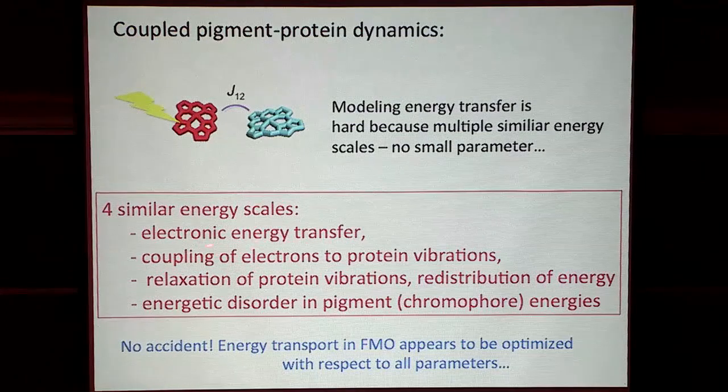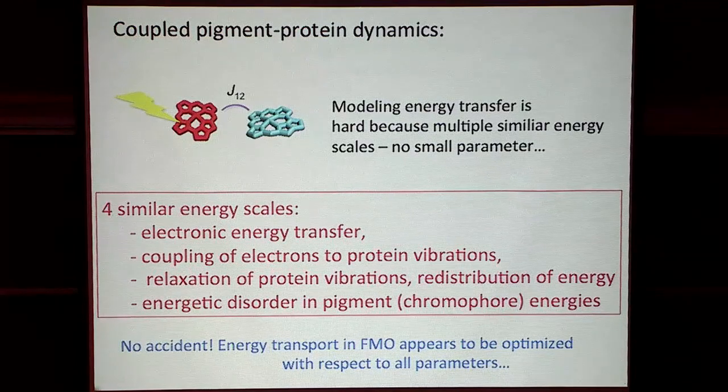We have the electronic energy transfer. We have the coupling of the electronic degrees of freedom to the protein vibrations, and you heard this morning from Dwayne Miller how complicated that is in these large biological molecules. You also have relaxation of the protein vibrations, redistribution of the energy that goes into the proteins within that environment. And lastly, but not least, you have energetic disorder in the pigment chromophore energies. As I said, they're rigidly attached, but not completely. And the most remarkable thing is that these energy scales are all pretty much the same. There's no order of magnitude difference between any of them.